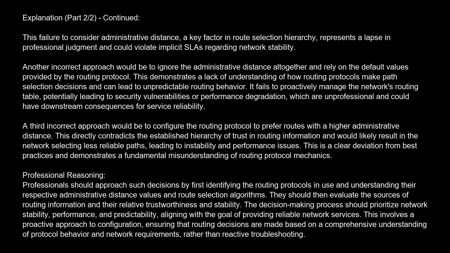Professional reasoning. Professionals should approach such decisions by first identifying the routing protocols in use and understanding their respective administrative distance values and route selection algorithms. They should then evaluate the sources of routing information and their relative trustworthiness and stability. The decision-making process should prioritize network stability, performance, and predictability, aligning with the goal of providing reliable network services. This involves a proactive approach to configuration, ensuring that routing decisions are made based on a comprehensive understanding of protocol behavior and network requirements, rather than reactive troubleshooting.